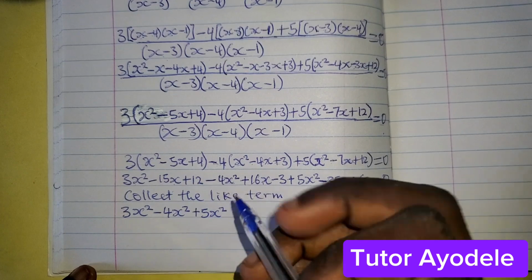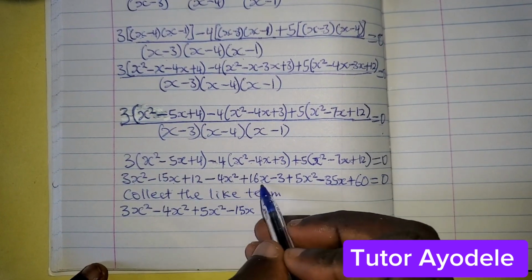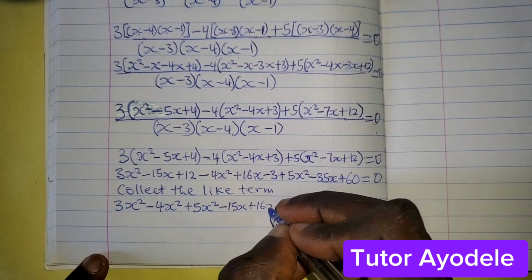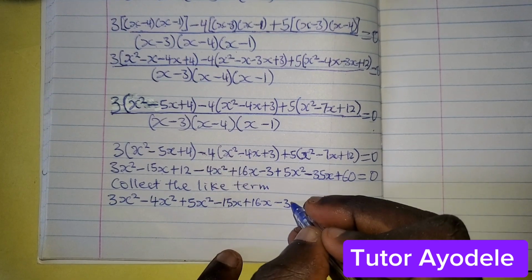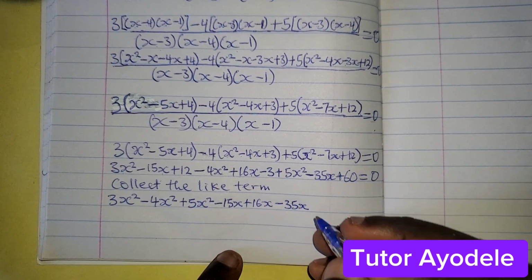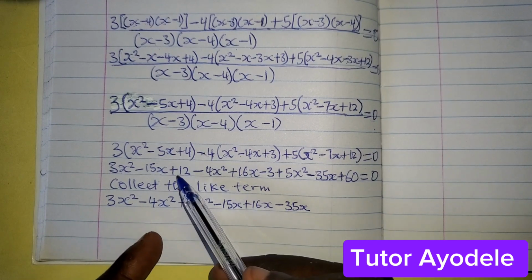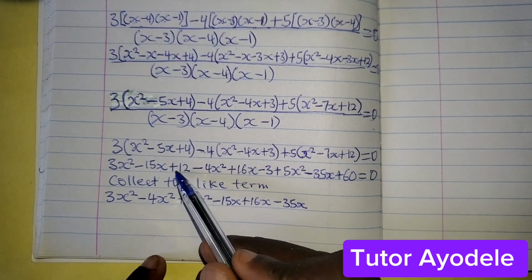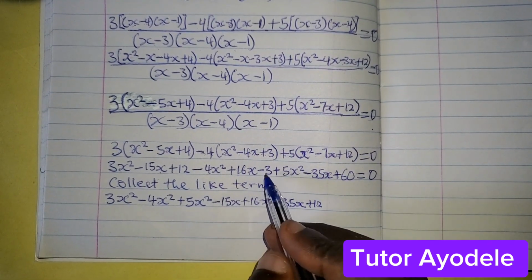Next thing is to bring those that have x now together. So I will start from here. Minus 15x, which other one, plus 16x, minus 35x, okay. So next thing is to bring all those numbers that do not have any variable together. I will start from here, which is plus 12, minus 3.